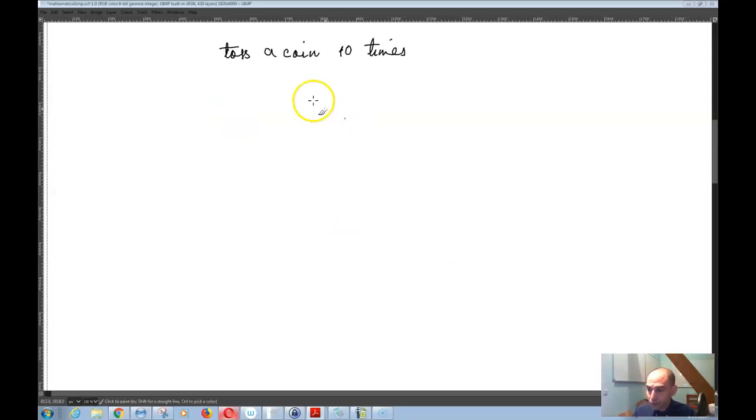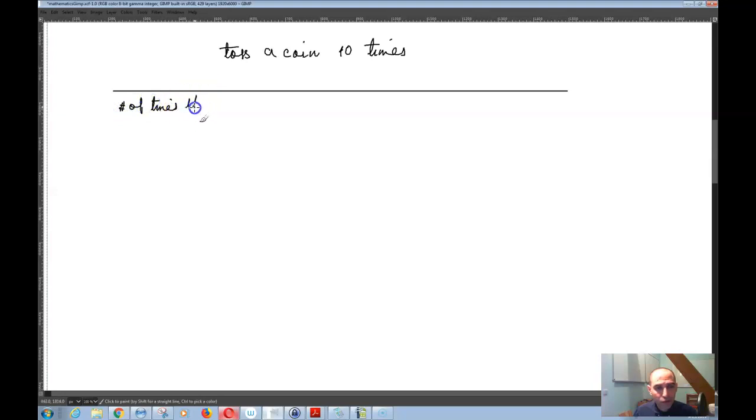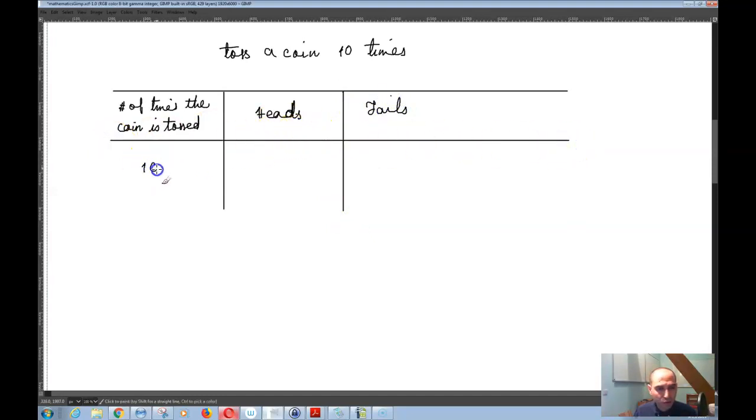And so then suppose that you come up with some data in this experiment. For example, you have the number of times the coin is tossed, and then you have the number of times you get heads and the number of times you get tails. And then, assuming that you toss the coin 10 times, you get some number of times you get heads and the number of times you get tails.